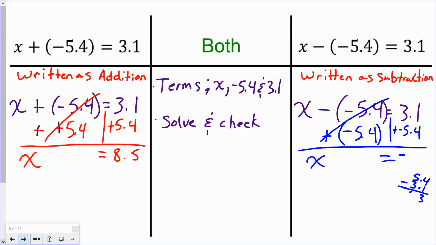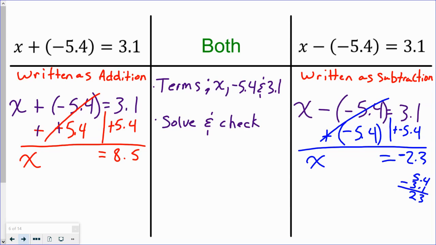That becomes a 3, that becomes a 2. So my answer, solution, we would say, is a negative 2 3/10. Okay. Same terms, but different operations. So it gives you a different answer. All right, so let's see.